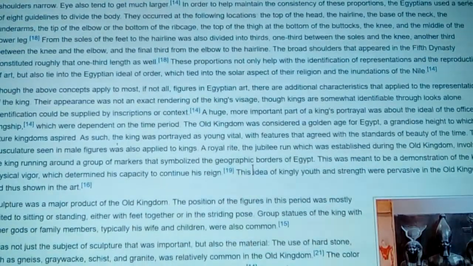Though the above concepts apply mostly to all figurines in Egyptian art, there are additional characteristics that apply to the representations of the king. Their appearance was not an exact rendering of the king's visage, as I said, though kings are somewhat identifiable through looks alone. Identification could be supplied by inscriptions or context. A huge, more important part of a king's portrayal was about the ideal of the office of kingship, which was dependent on that time period.